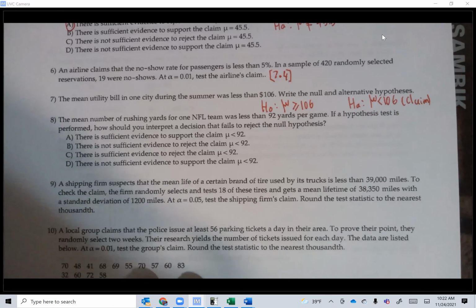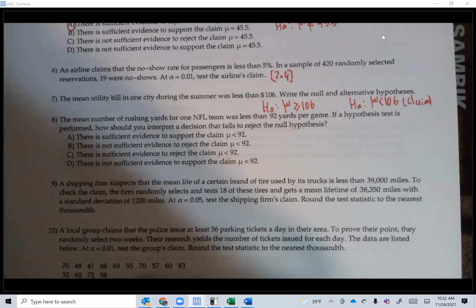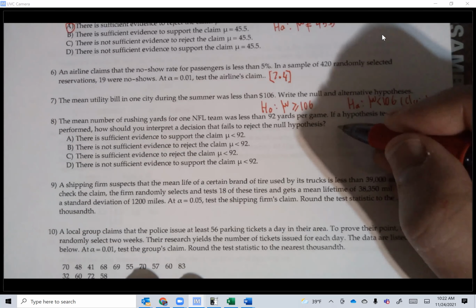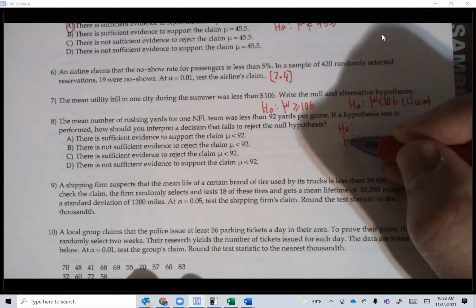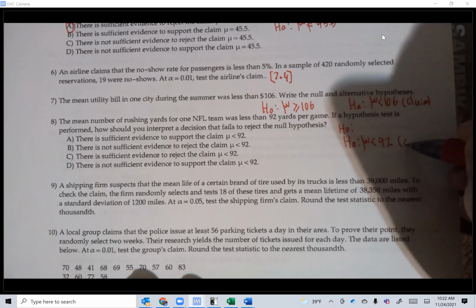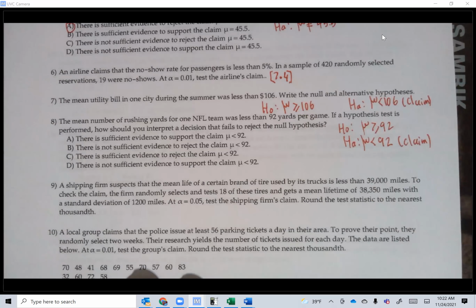Number 8, the mean number of rushing yards for one NFL team was less than 92 yards per game. So let's write the null and the alternative before we answer the question. Mean is less than 92, that's the claim. And guys, you know, mean greater than or equal to 92 will be H0.